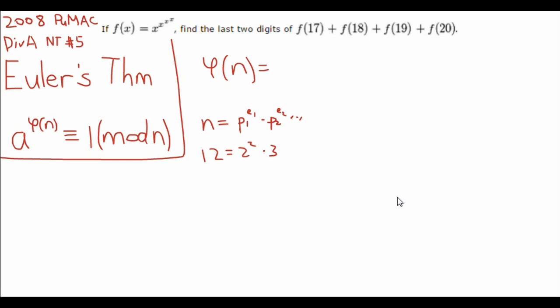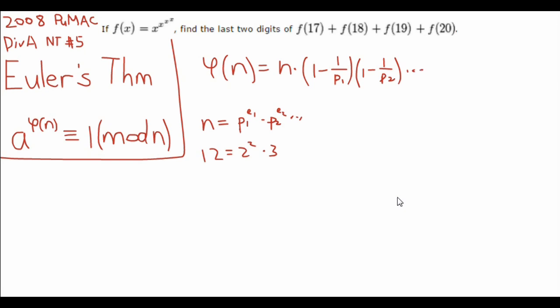So the formula states that the totient function of n is equal to n times 1 minus 1 over p1 times 1 minus 1 over p2, and so on, until you've gone through all the prime factors of n.